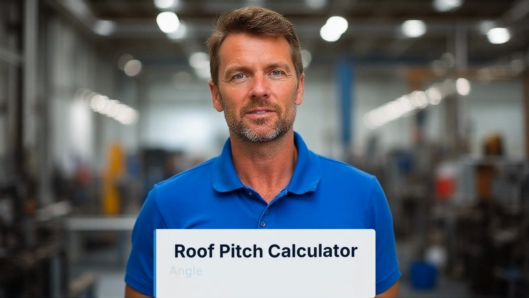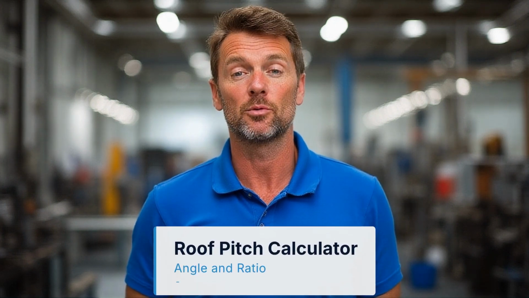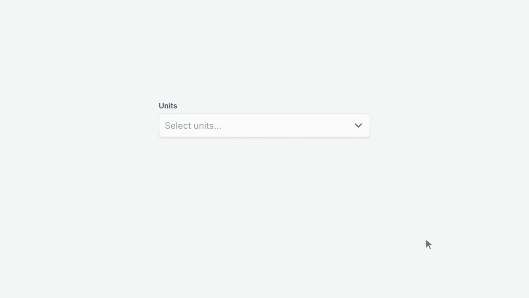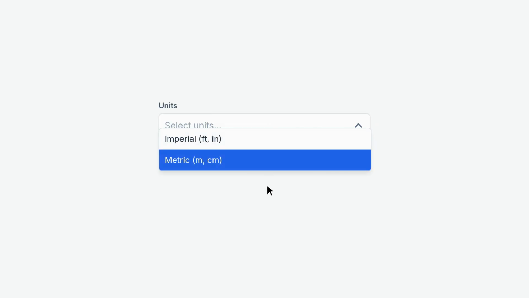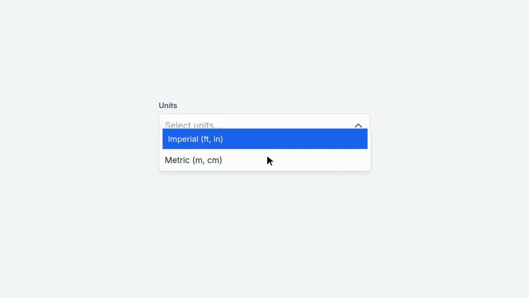The roof pitch calculator solves for angle and ratio from your rise and run measurements. Let's look at the inputs. First, you'll see a units drop-down menu with two options: Imperial, which uses feet and inches, or metric, which uses meters and centimeters. For this demonstration, I'm using Imperial units.